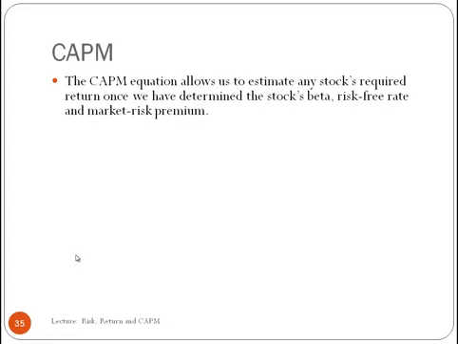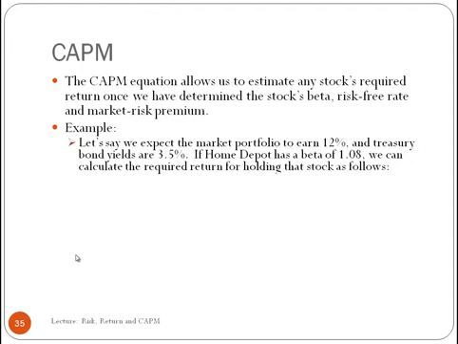All right, so let's do an example of this. The CAPM equation allows us to estimate any stock's required return once we've determined the stock's beta, risk-free rate, and market risk premium. So let's say we expect the market portfolio to earn 12%, and Treasury bond yields are at 3.5%. If Home Depot has a beta of 1.08, we can calculate the required return for holding that stock as follows. The required return for Home Depot equals the risk-free rate plus the beta for Home Depot times the market risk premium.